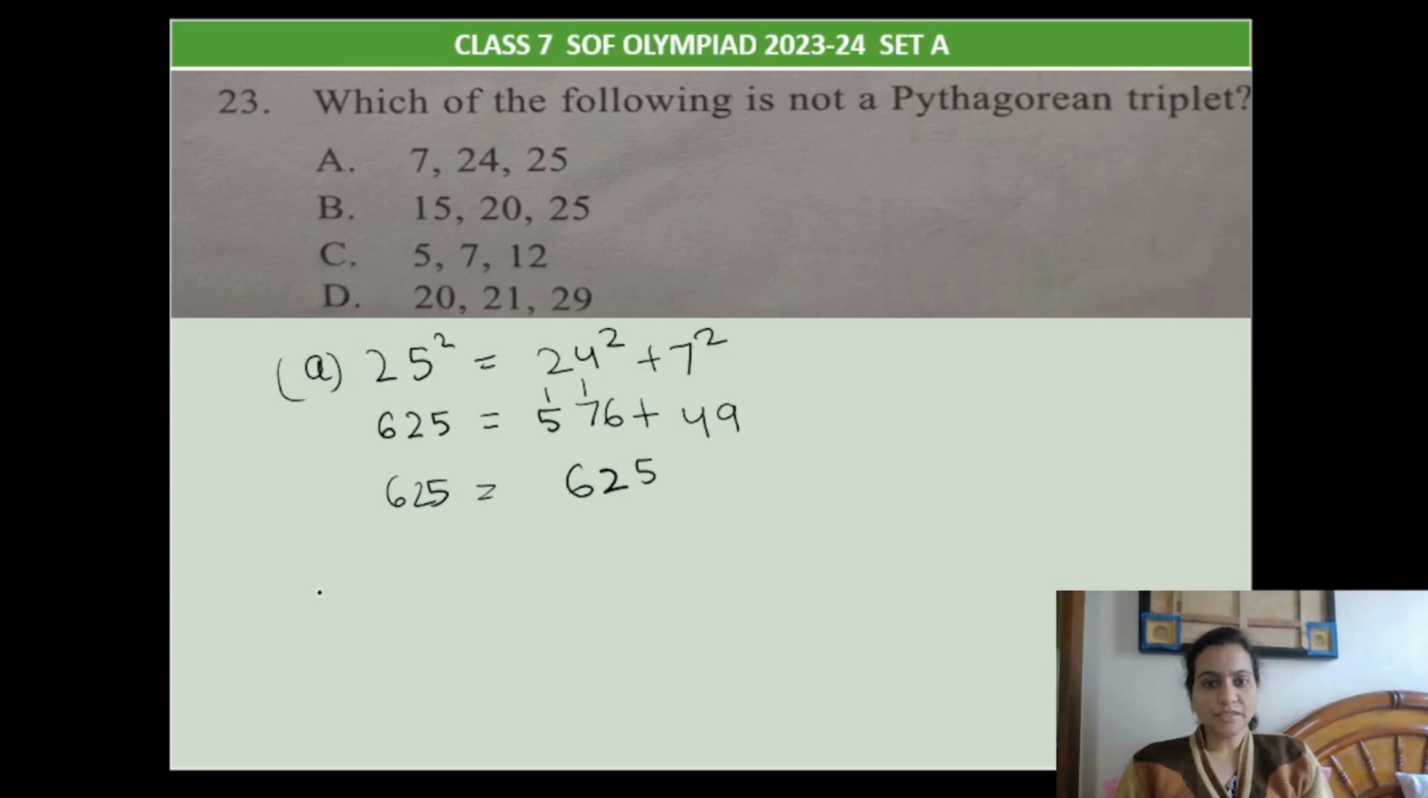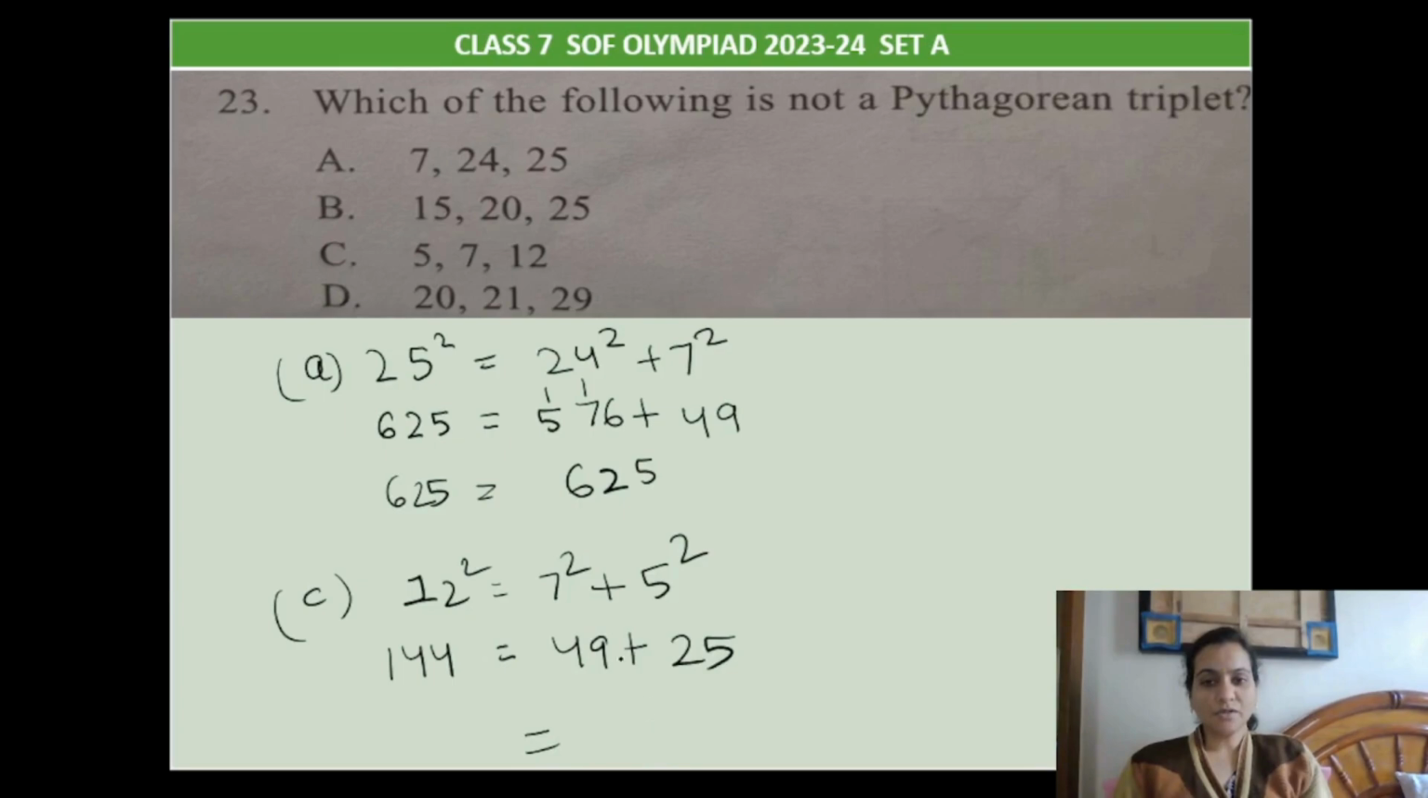Let's check option C randomly. 12 square should be equal to 7 square plus 5 square. So 12 square is how much? If you do 12 into 12, it will come to be 144. Similarly, 7 square will be equal to 49. And 5 square will be equal to 25.